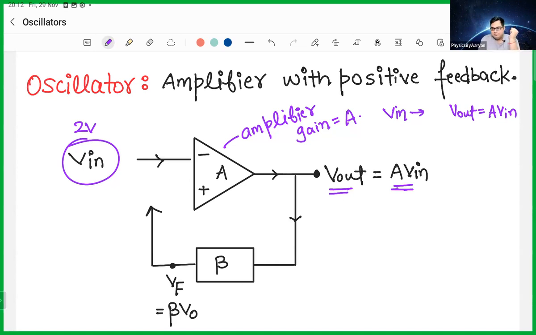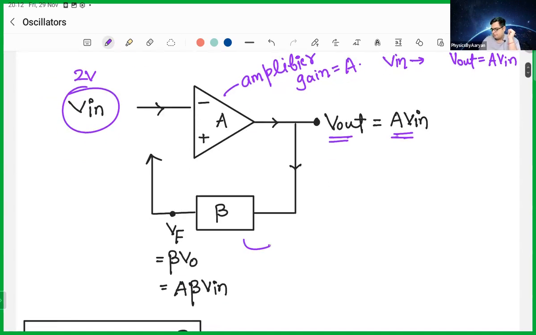Now I need some feedback. So this is my feedback circuit. What is feedback? Let me describe feedback. Feedback is when I'm taking some part of the output and giving it back to the input. Basically, I'm not attaching this wire, so it is given back to the input.